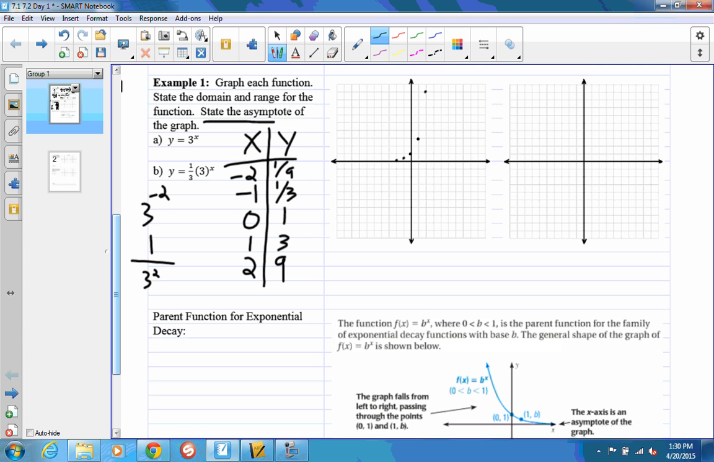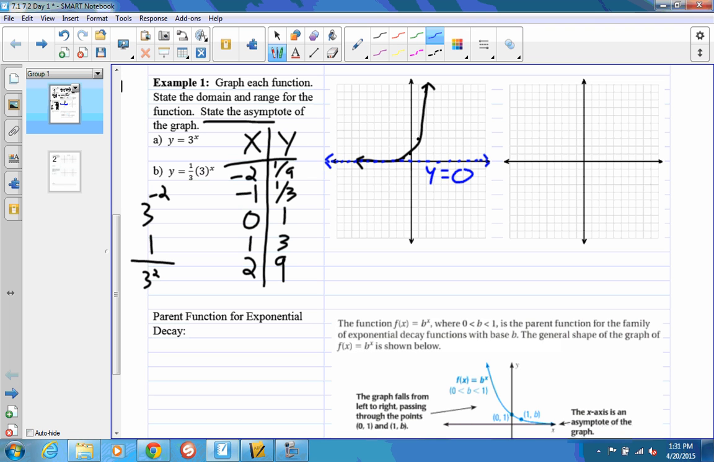I'm not going to judge you on your graphing on this. However, I will judge you on your ability to tell me that my asymptote is right here at y equals 0.